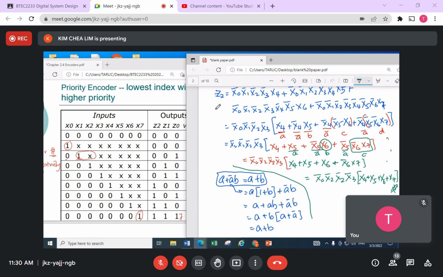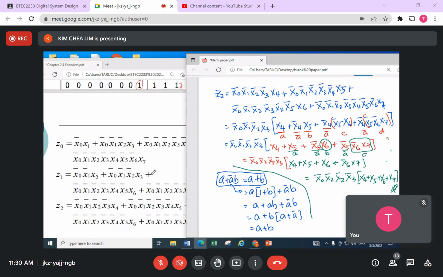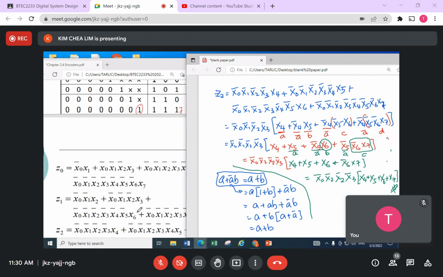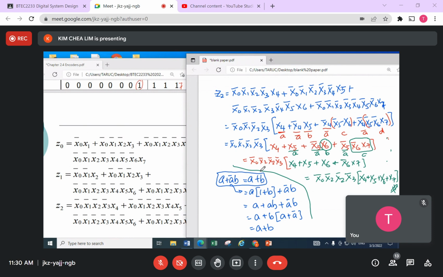And this priority encoder here is the lower number, highest priority for this part. Of course, you can see everything over here typed out nicely for you. But this is how I explain it for my Z2. We can do the same thing for Z1. We first list down the expression first. Same thing for the Z0. We list out all the expression first, then we apply the same concept to minimize it.